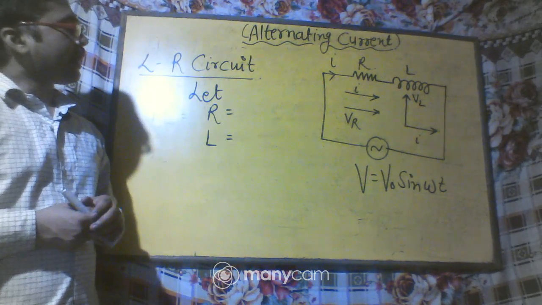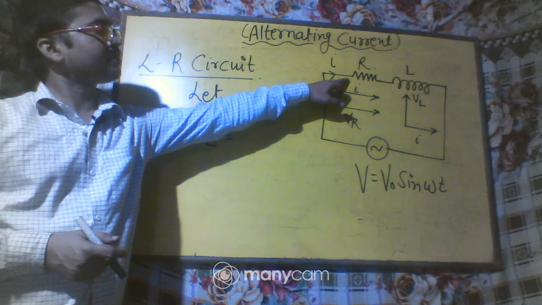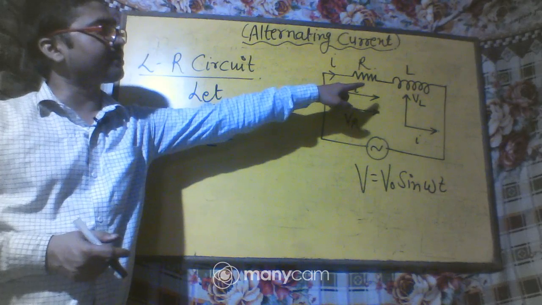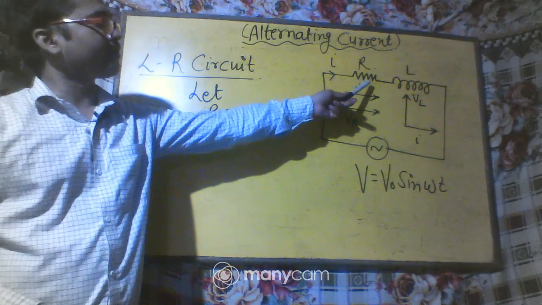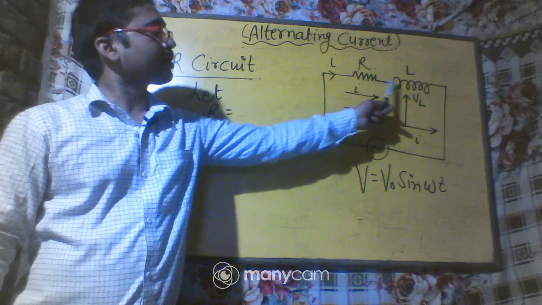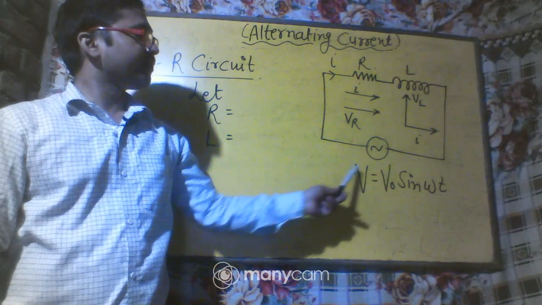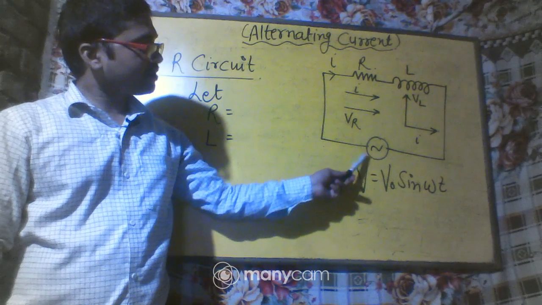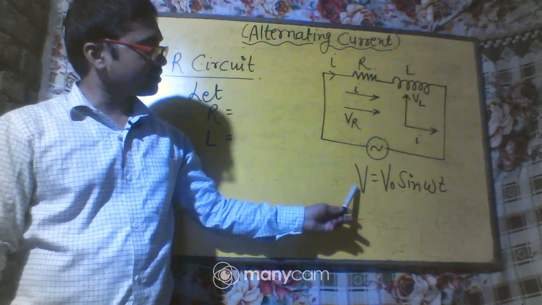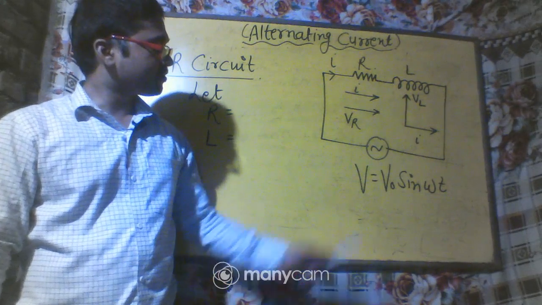LR circuit means an AC circuit which contains a resistor and an inductor in series. You can see here one resistor and one inductor connected in series with the help of an AC source of EMF. The equation of this variable AC voltage is given by V = V0 sin ωt.